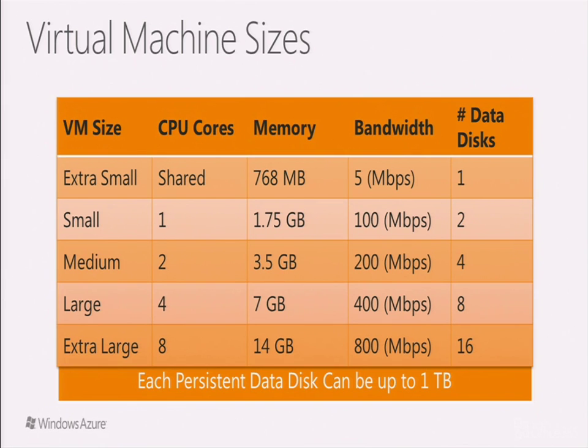And if you look at the very bottom of that chart, you'll see that each persistent data disk can be up to a maximum of 1 terabyte in size. So it's quite a large size disk, and I expect, as I said earlier, things to change, right? Because this is preview or beta stage, so I can only imagine that we will continue to enhance and continue to grow the capabilities.